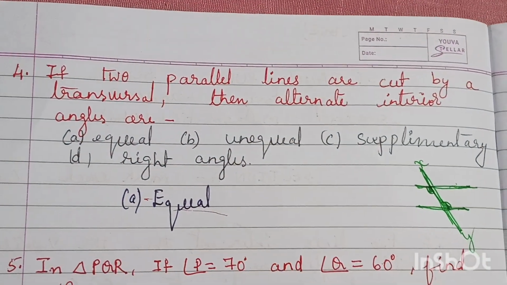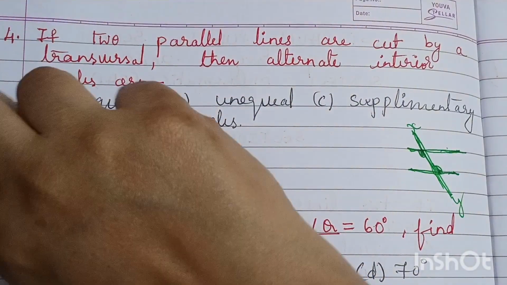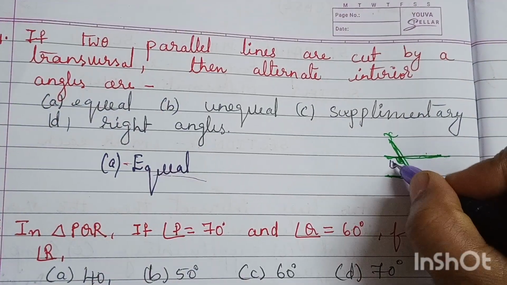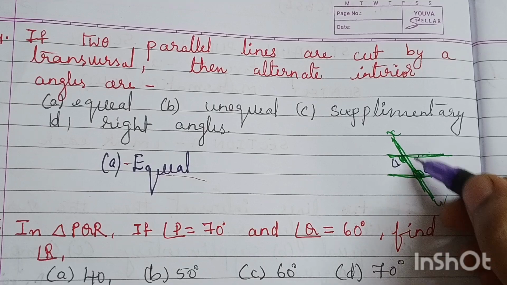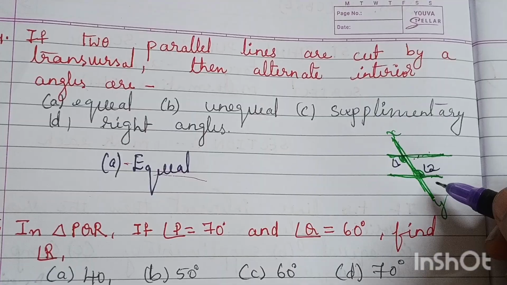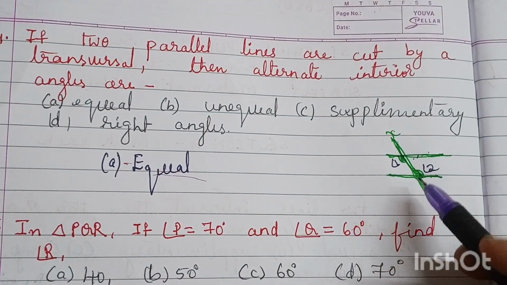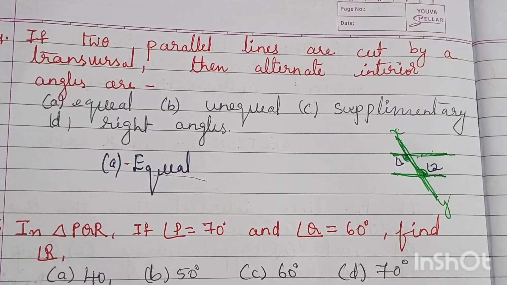Alternate interior angles are equal. So here, if angle 1 is equal to angle 2 and angle 3 is equal to angle 4. Alternate angles are opposite, and they stay on the transversal line. So angle 1 is equal to angle 2. So alternate interior angles are equal here.